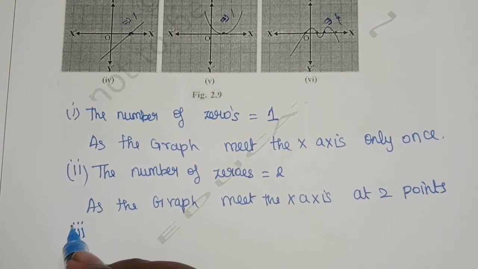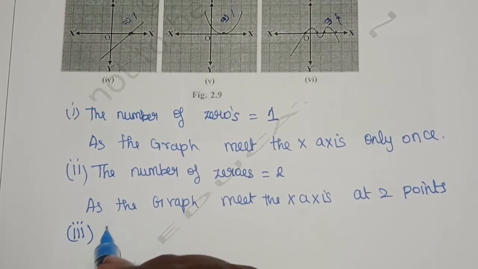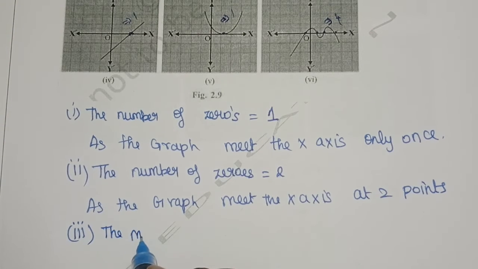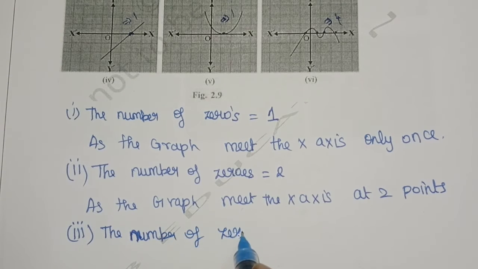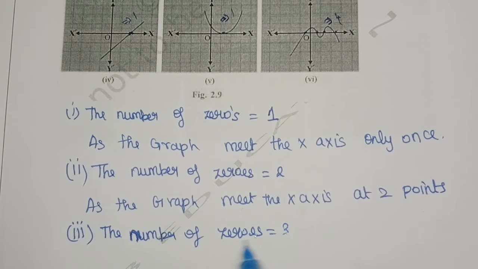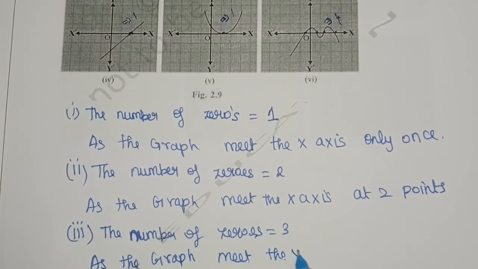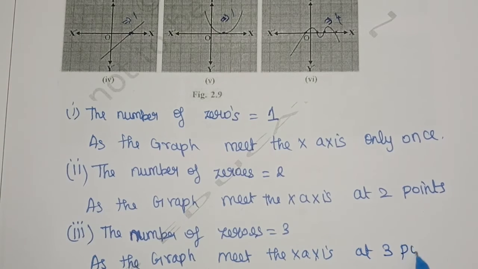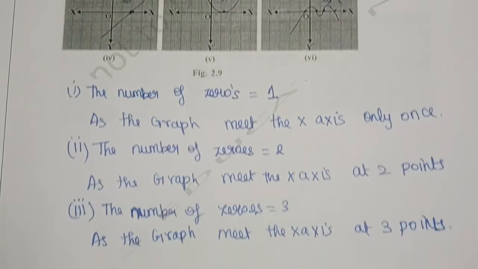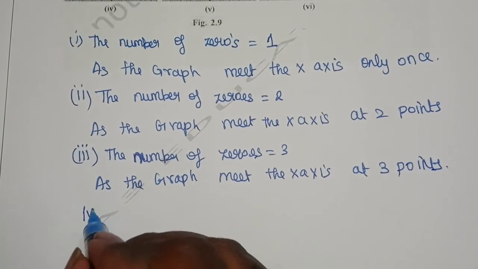Third subdivision. Therefore, answer is 3. The number of zeros is equal to 3, as the graph meets the x-axis at 3 points. Fourth subdivision.